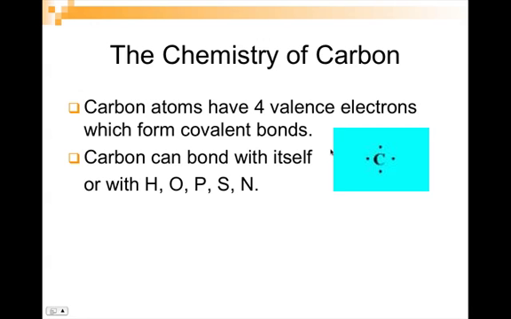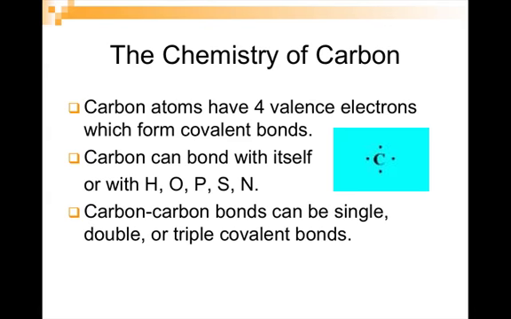Carbon can bond with itself, or it also bonds with hydrogen, oxygen, phosphorus, sulfur, and nitrogen. Carbon-carbon bonds can be single, double, or triple covalent bonds. And we talked about the difference between single, double, or triple covalent bonds in a previous section from this chapter.